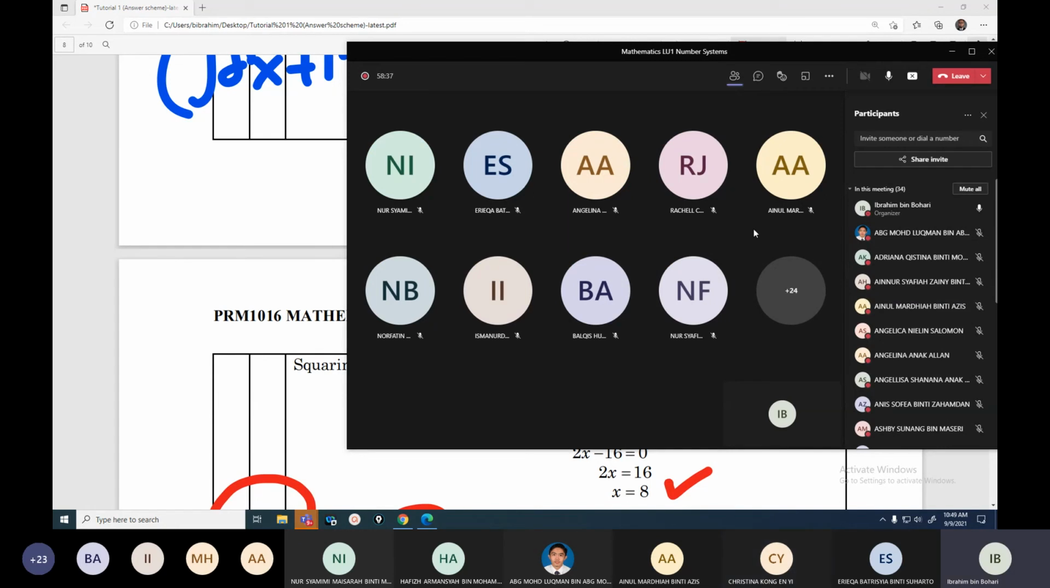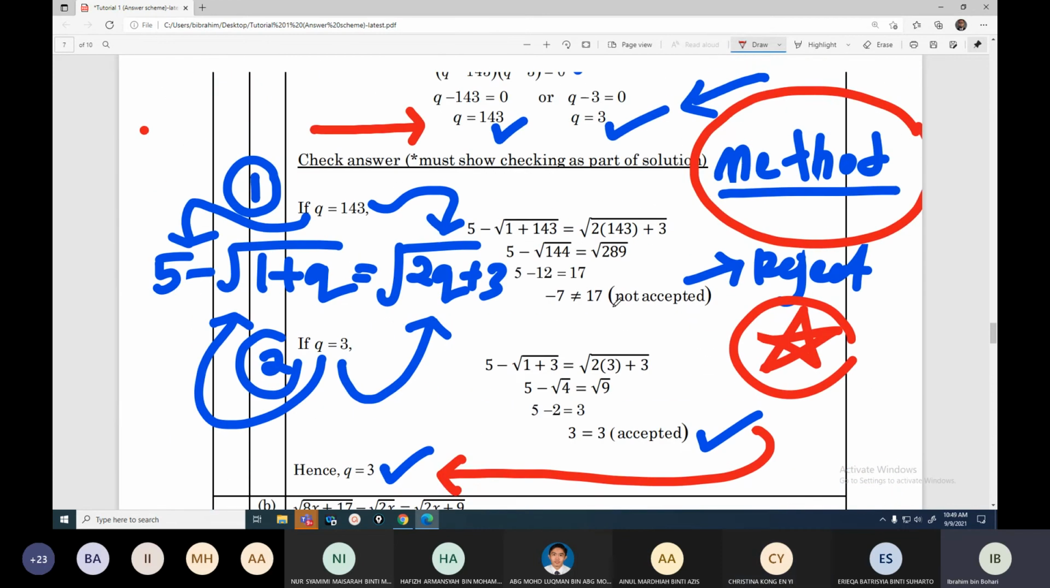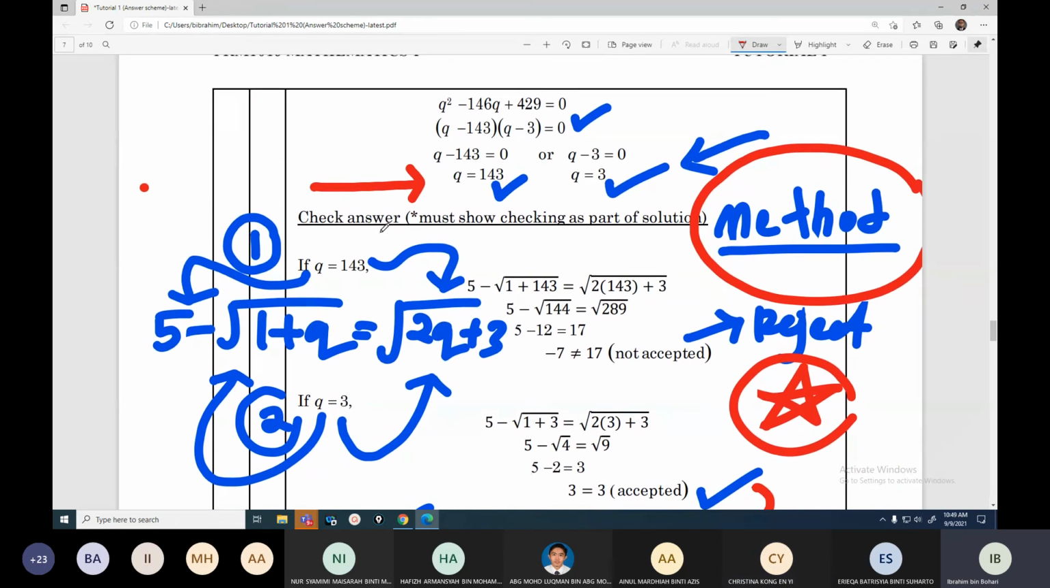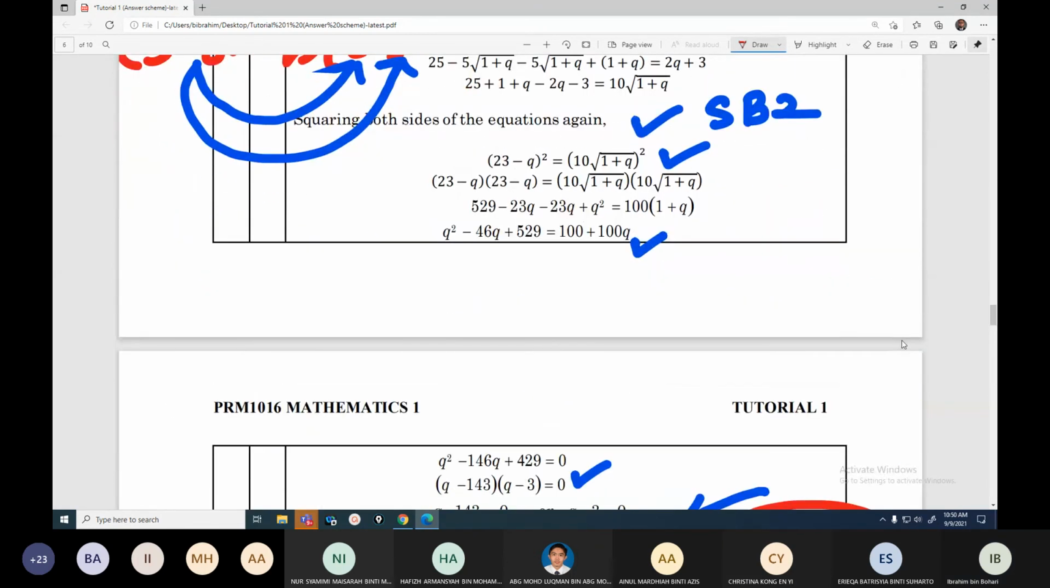Hello, sir. Can I ask when we need to show our check step? Okay, yeah. Question number 8. When we need to show our check to prove the answer is accepted or not. Okay, so you need to show your probing method here after you get the value of Q. First, saya tunjukkan dia punya method saja.